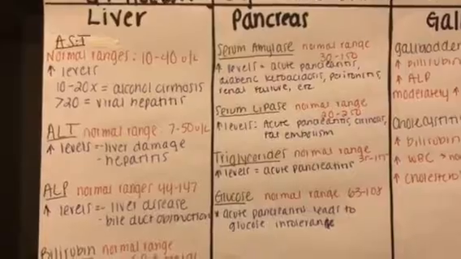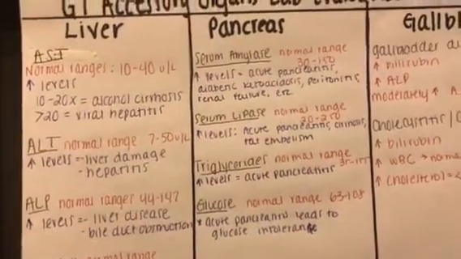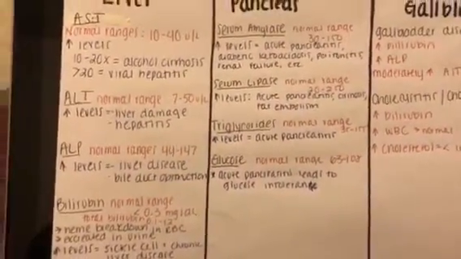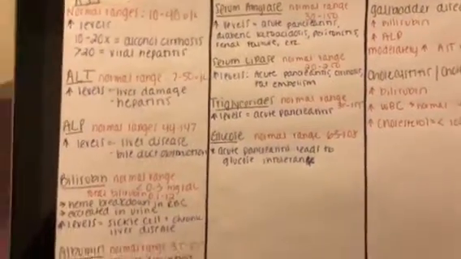The normal range is between 7 and 50. High levels of ALT are indicative of liver damage and hepatitis. Moving on to ALP, the normal range is 44 to 147. High levels indicate liver disease and bile duct obstruction.